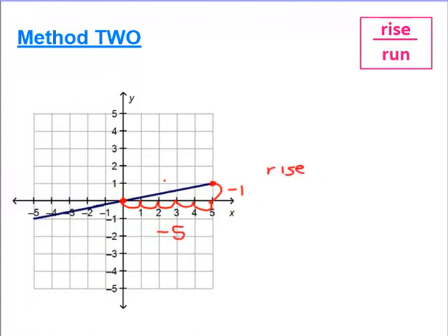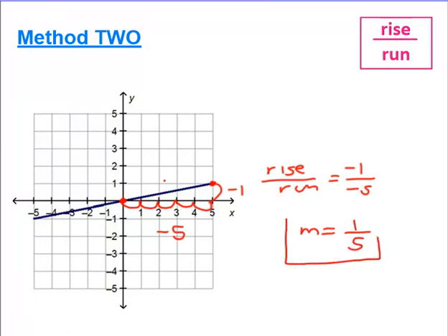So if I have rise over run, I did -1 for rise, -5 for run. Negative divided by a negative is a positive. So my slope is 1 over 5. Which is the same thing you would have gotten if you went here, which is 1, and then 1, 2, 3, 4, and 5.